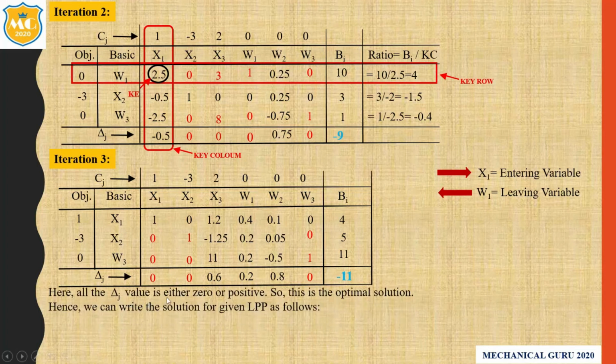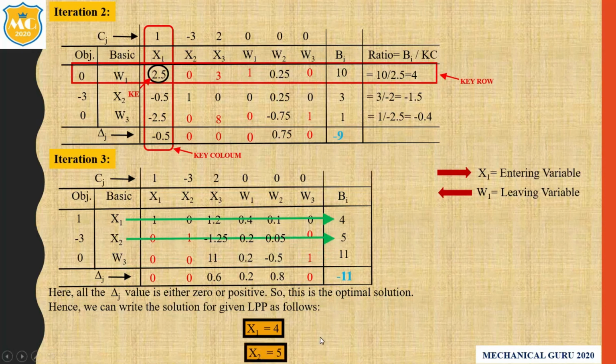So here all the delta j values are either 0 or positive. So this is the optimal solution. Hence we can write the solution for the given LPP as follows. So here x1 is equal to 4, x2 is equal to 5.